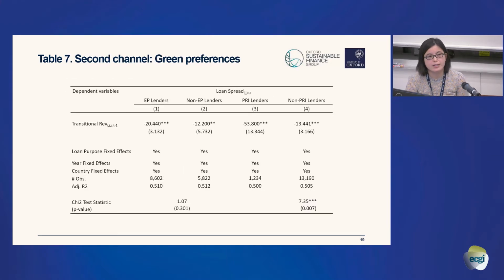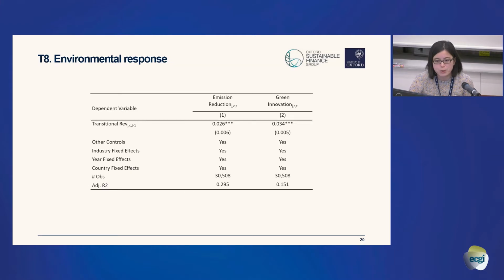We then look at the second channel, or the mechanism, to explain the negative relationship, the cost reduction effect of transitional revenue, through the lender's perspective. We divided the lenders into whether they are EP, the Equator Principles signatory, or not, and whether they are PRI signatory or not. We found that lenders with a strong green preference, for example, signatories of the Equator Principles or PRI, tend to issue lower cost loan spreads to firms with more transitional revenues.